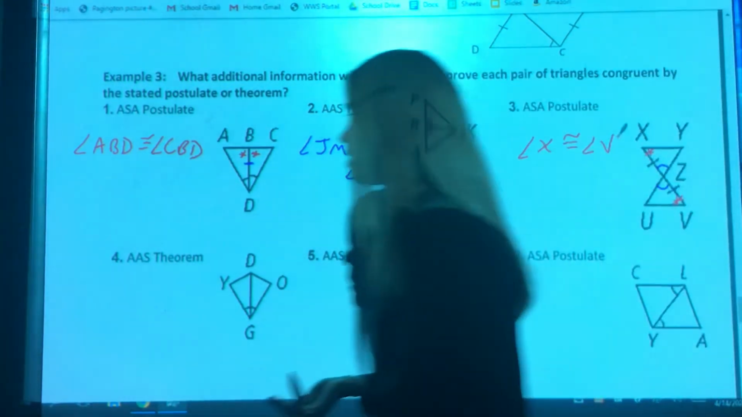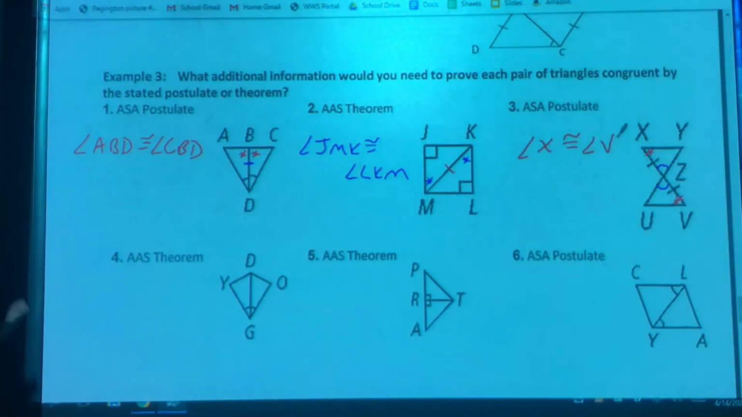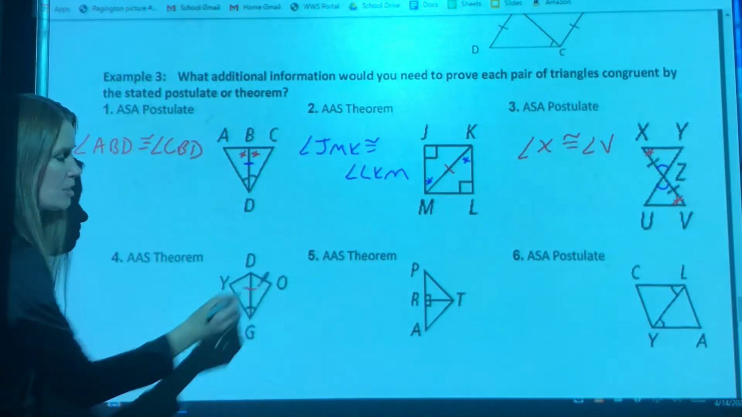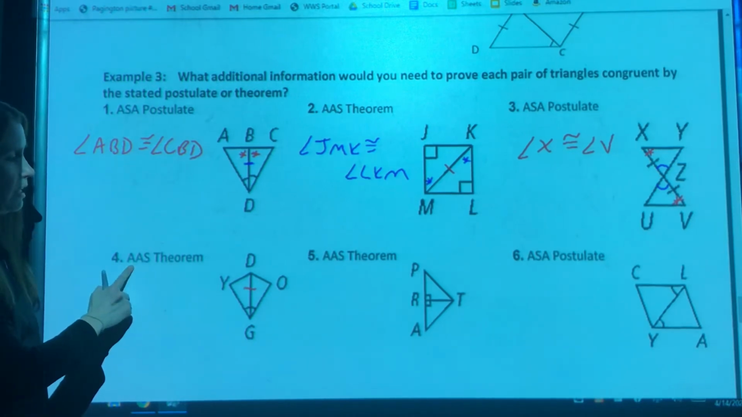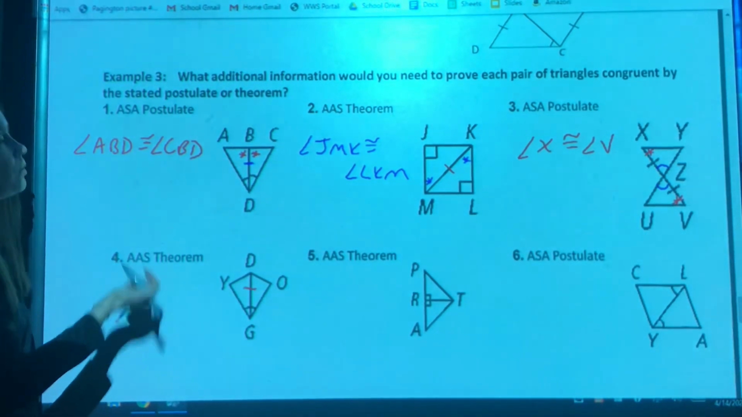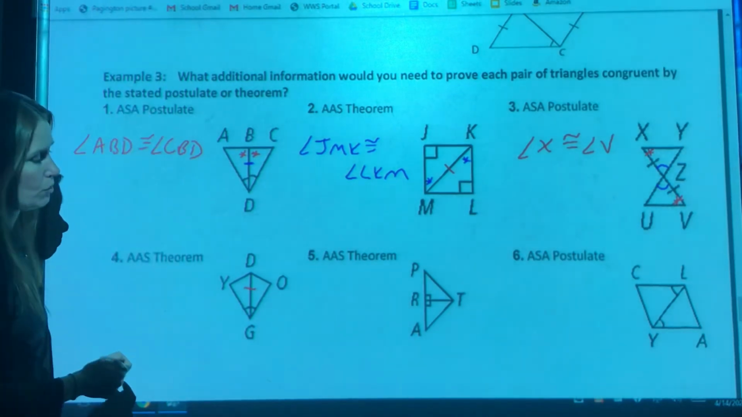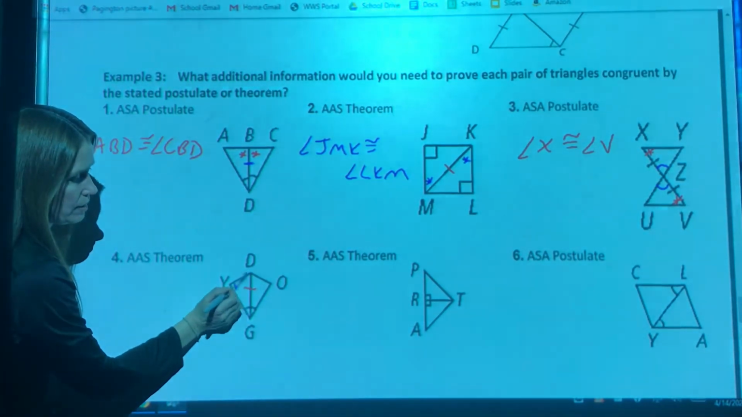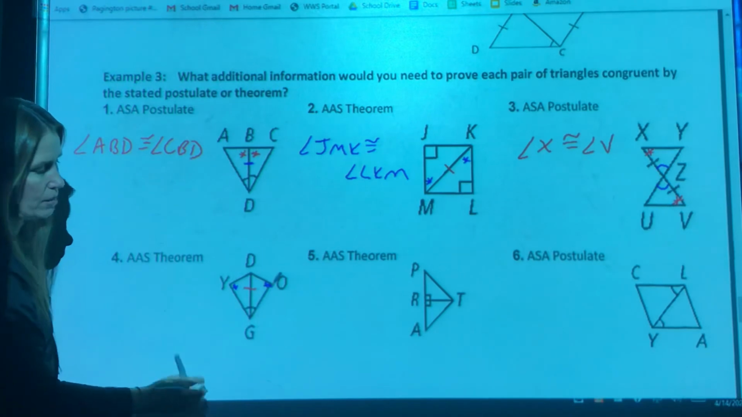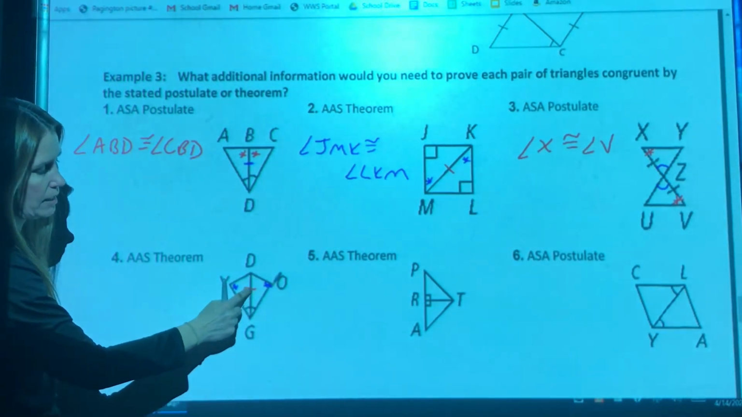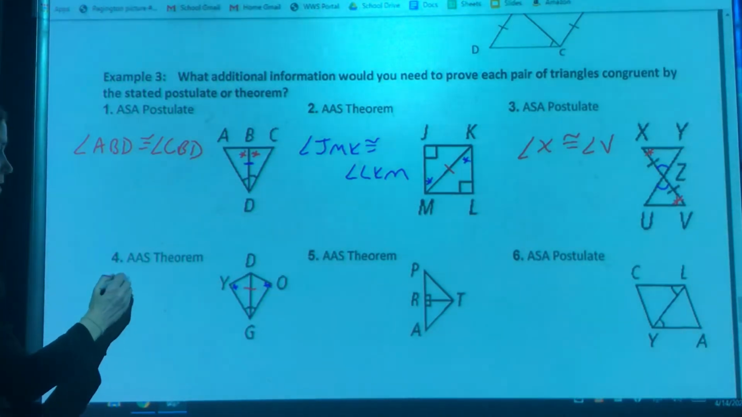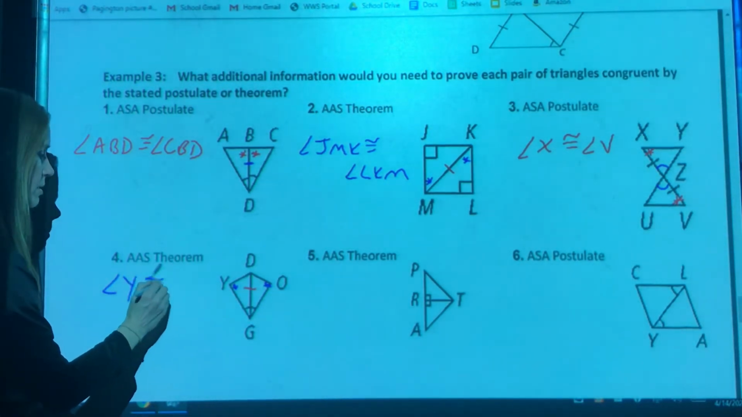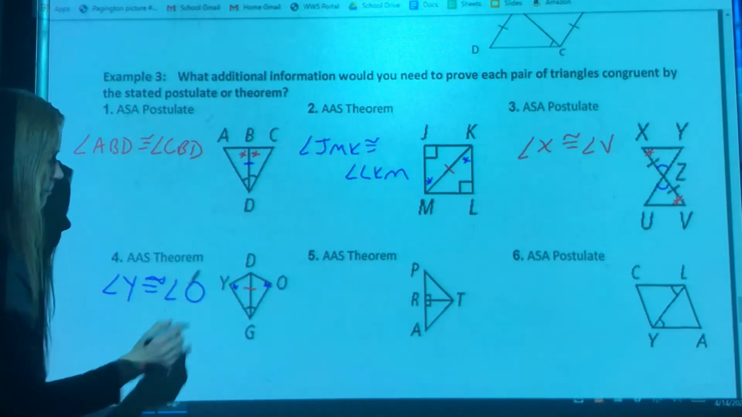Okay, on number 4, I think, what else do I know is congruent besides what is marked? Oh yeah, they share this side. So I can say that these two triangles are congruent by angle, angle, side, as long as I know one more set of angles is congruent. Okay, so if I knew that this angle was congruent to this angle, then I could say angle, angle, side. So I would need to know that angle Y is congruent to angle O. All right.